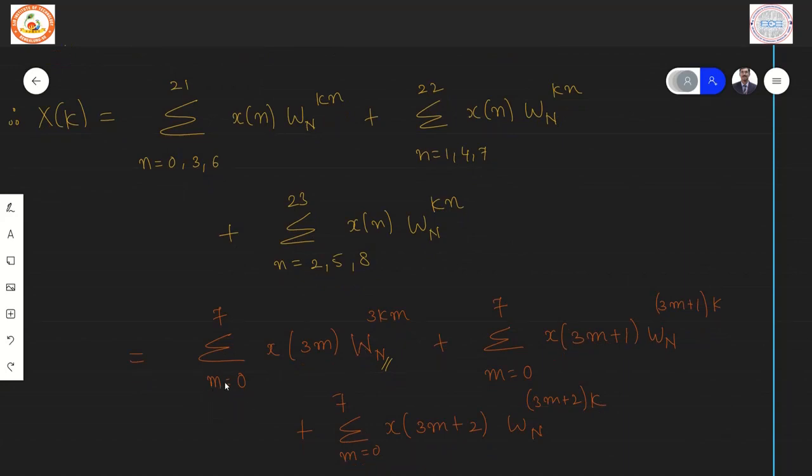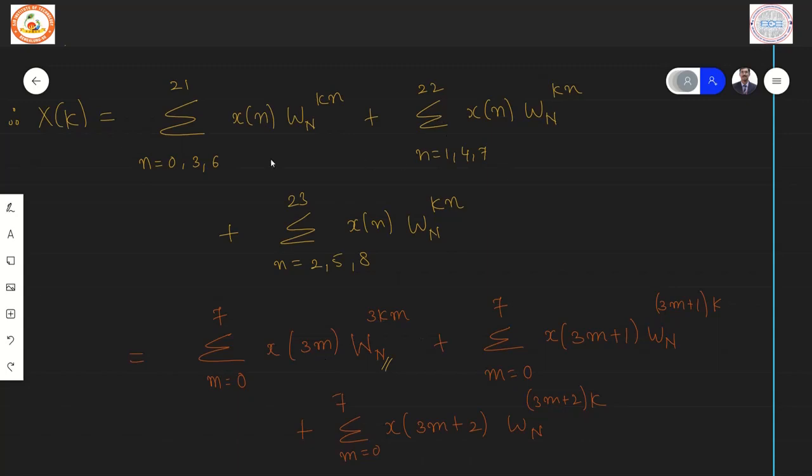Let us select an index which is called m. The m ranges from 0 to 7 because each set will carry 8 elements. Now the first set, as we observed, is a multiple of 3. So we can call it 3 times m, where m is the integer from 0 to 7. Substituting will obviously give you the values 0, 3, 6 till 21. Now since we have changed n here in the power of W of n, we have to replace it with 3m. Therefore, we have W^(3km).